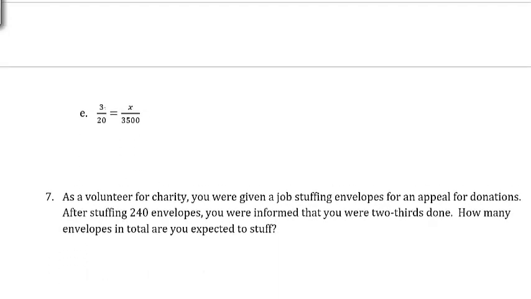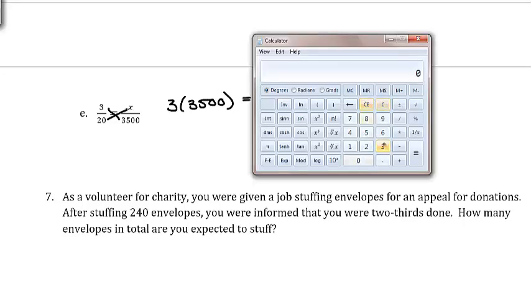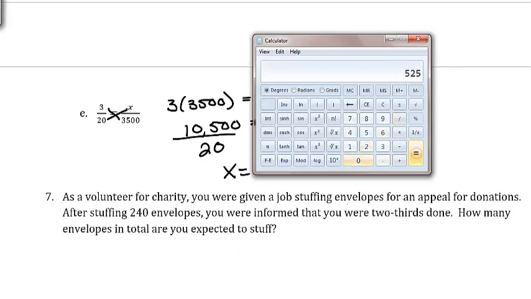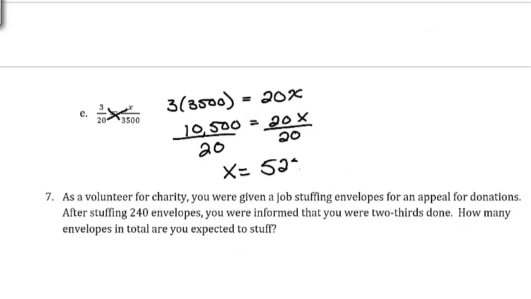In our last one of these, we have 3 over 20 equals x over 3,500. We're going to cross multiply. That gives us 3 times 3,500 equals 20x. 3 times 3,500 gives us 10,500 equals 20x, and then we're going to divide by 20. And so divide that by 20, and we get 525.